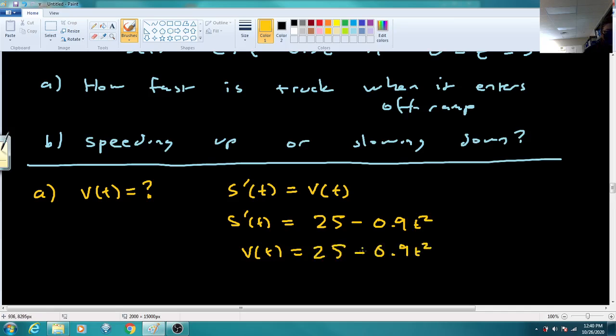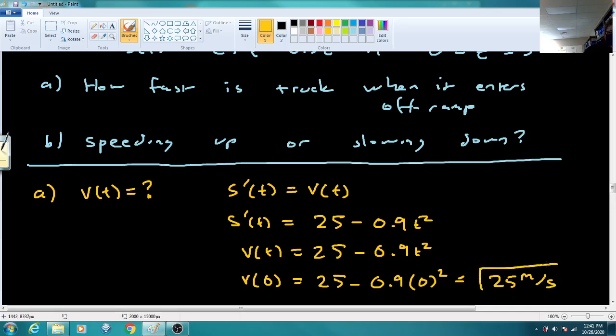And they want to know what's going on the minute it enters the off-ramp. So what's the velocity at time equals 0? 25 minus 0.9 times 0 squared is 25. And this would be meters per second, I guess. Okay.